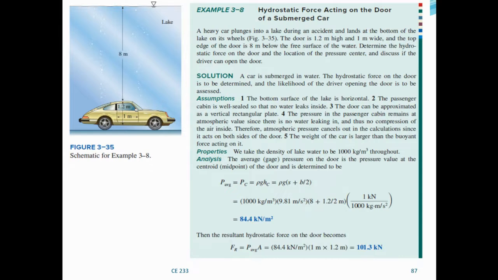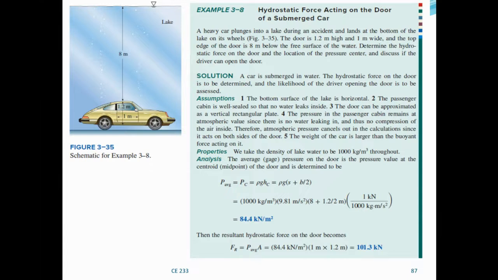Because if water leaks inside, then there will also be hydrostatic pressure acting from inside. But if there is no leakage, you have only air, then only atmospheric pressure will be acting inside the car cabin. Okay. Number three, the door can be approximated as a vertical rectangular plate.